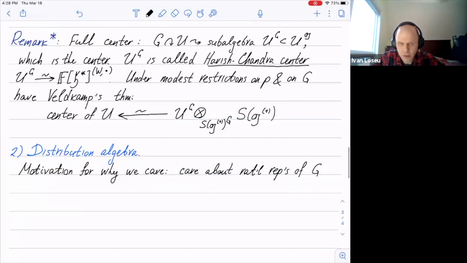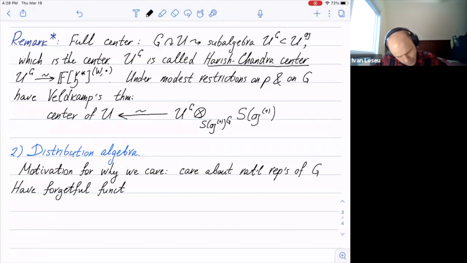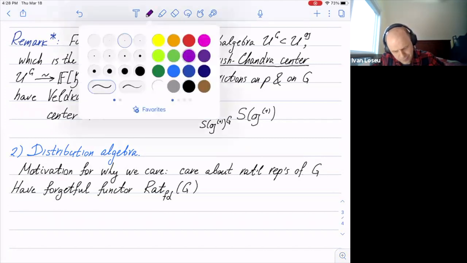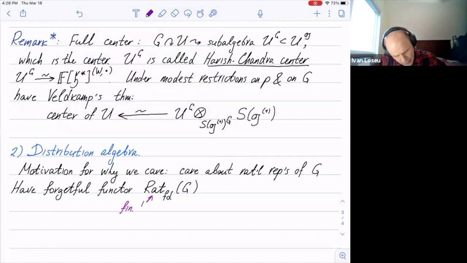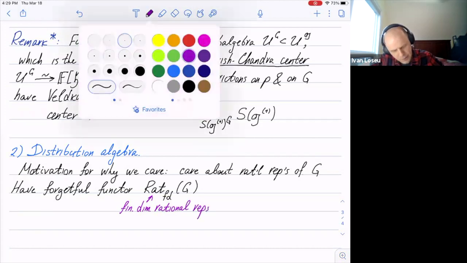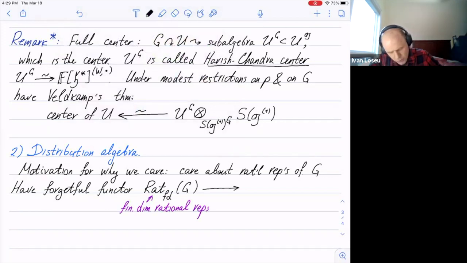And of course, we have a functor, which is a kind of forgetful functor, from the category of such representations, which I will call Rep FD, so finite dimensional rational representations, to the category of finite dimensional modules over the universal enveloping algebra. For example, this is because when you have a homomorphism of algebraic groups, it gives you a homomorphism of the corresponding algebras. Okay?